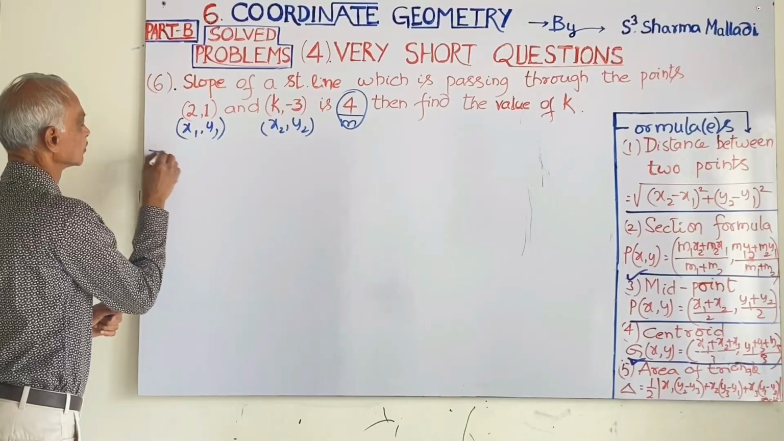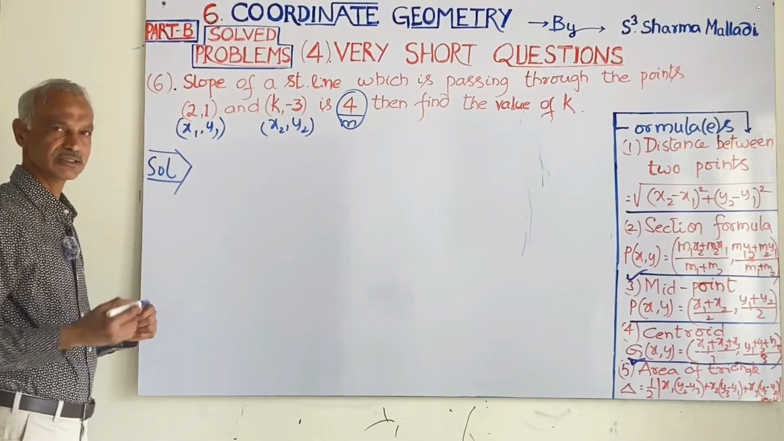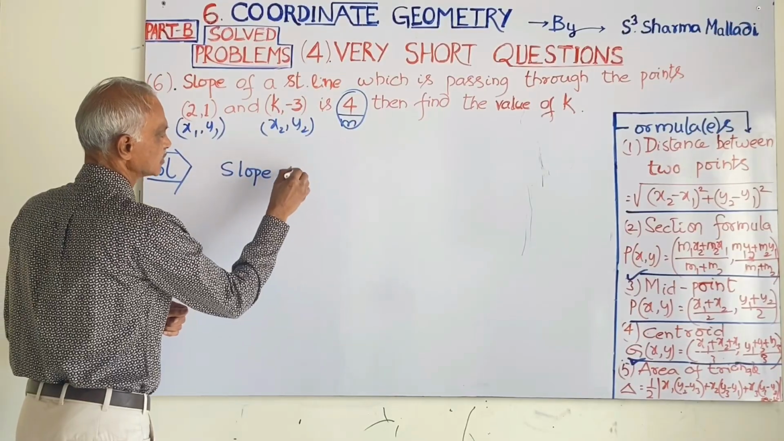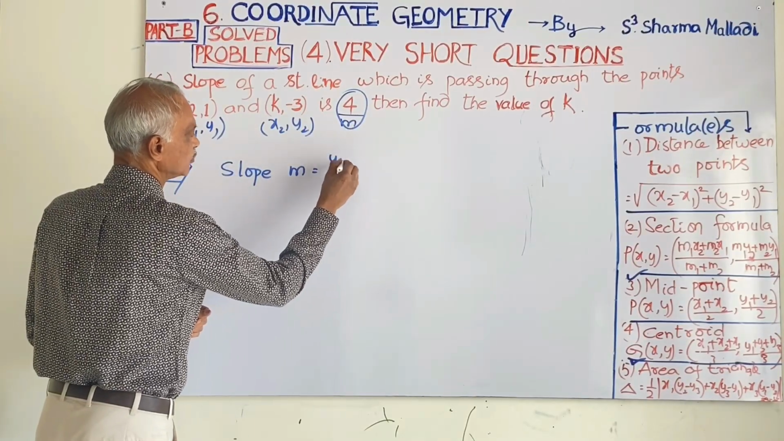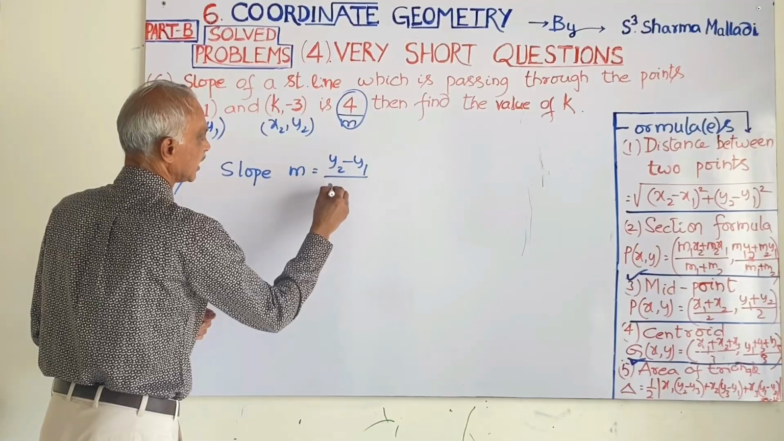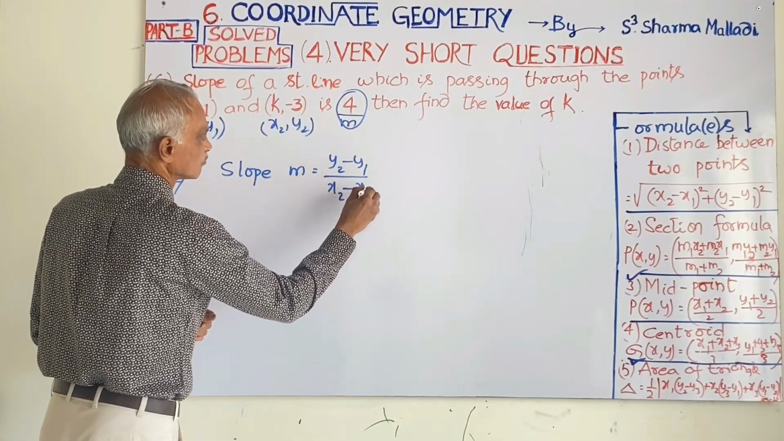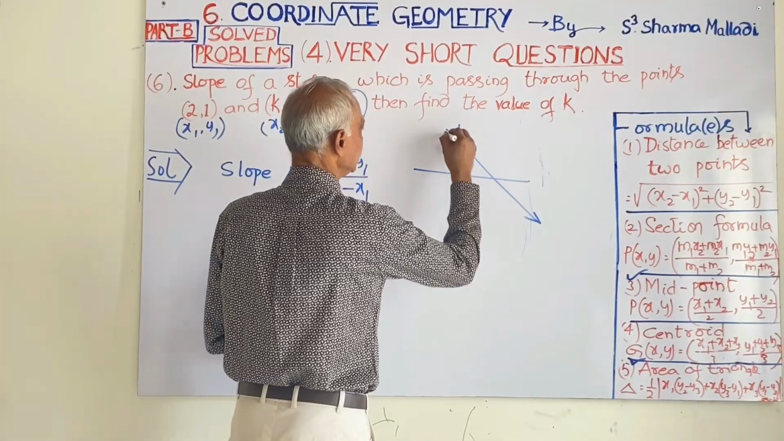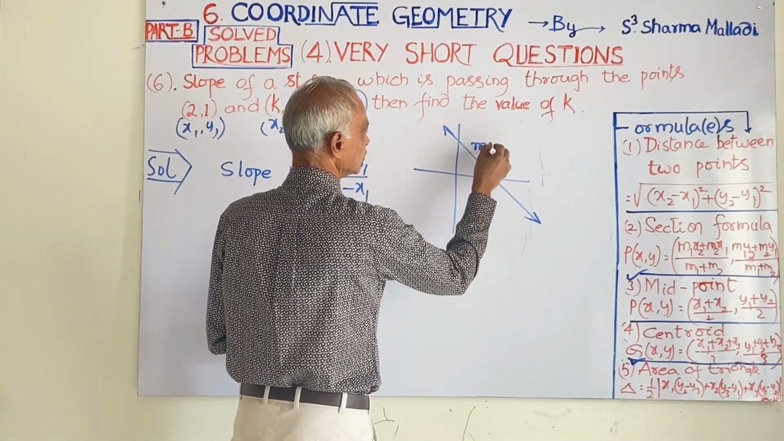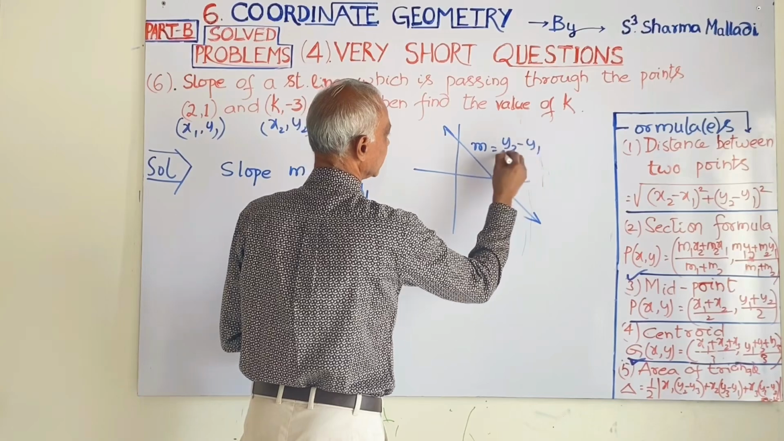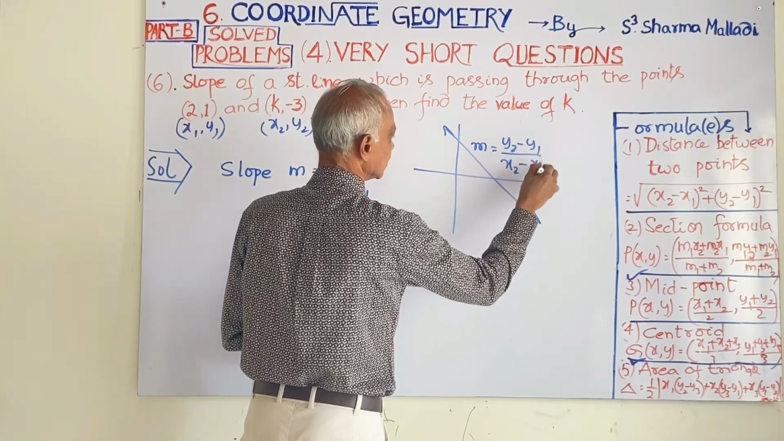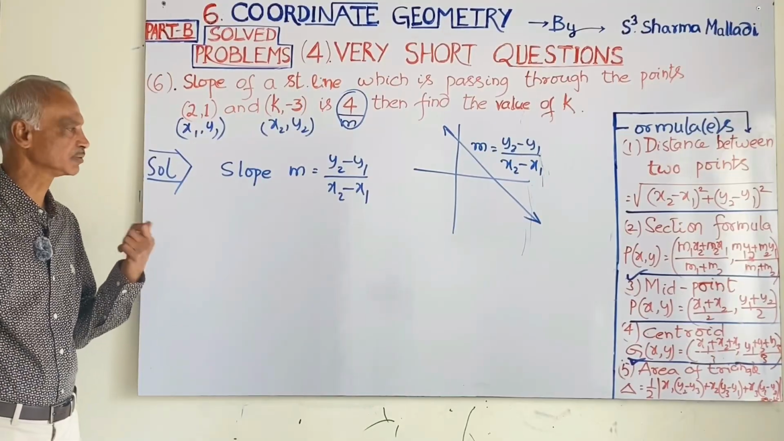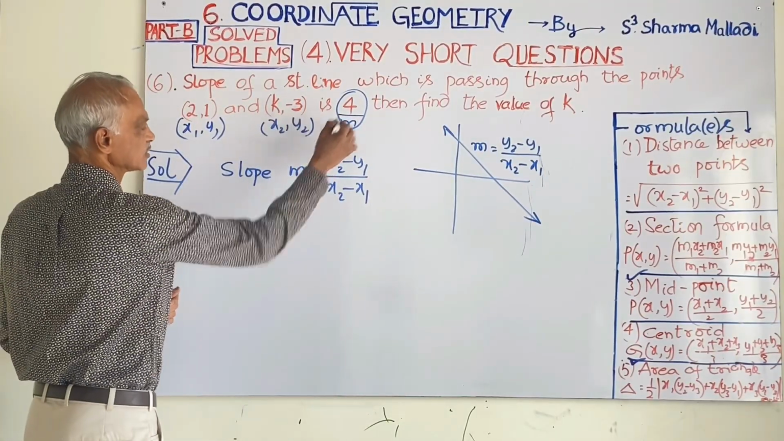Solution. What is the slope formula? Slope m is equal to y2 minus y1 by x2 minus x1. See, if a straight line is given, what is the slope of this line? m is equal to y2 minus y1 by x2 minus x1. What is the formula I have? y2 minus y1 by x2 minus x1. What is the slope he has given? 4.